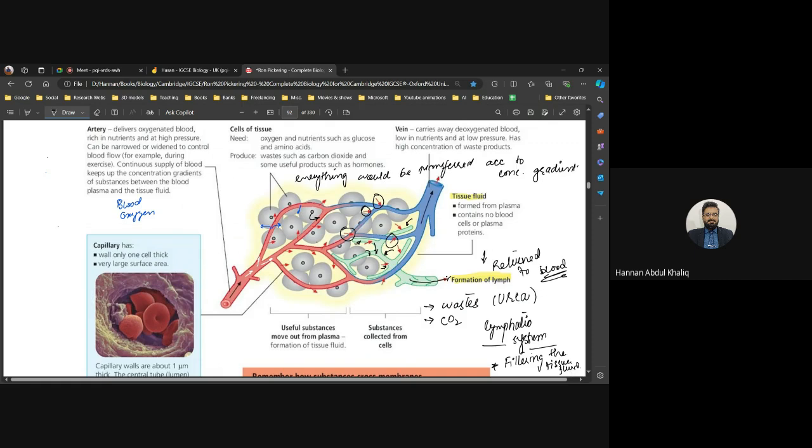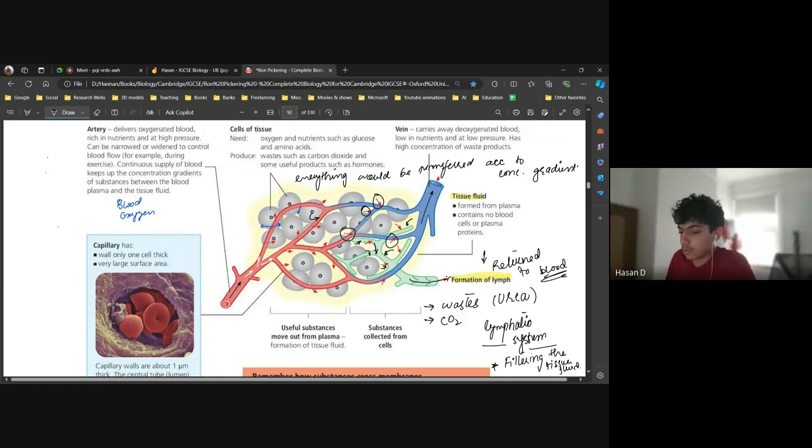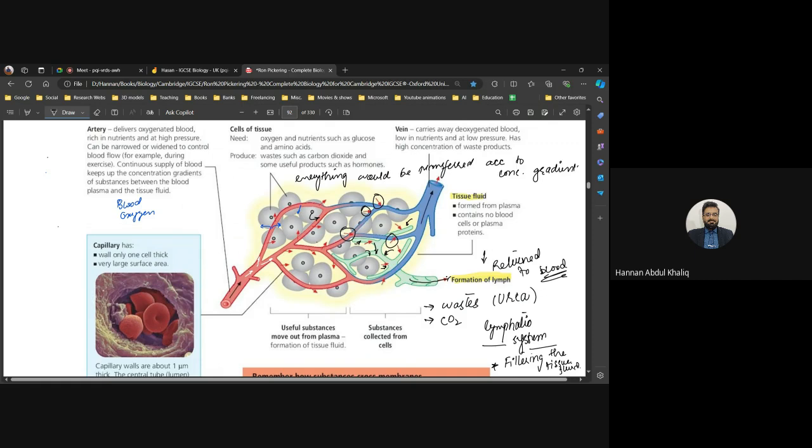So once the tissue fluid is made, a little amount is returned back to the blood in the capillaries, but the rest of the tissue fluid has to return to the blood. That would be returned with the help of the lymphatic system. The lymphatic vessels would be carrying the remaining tissue fluid back to the blood. Any problem? No. Is it understood properly? Yes. Okay. So this is how the substances are exchanged.